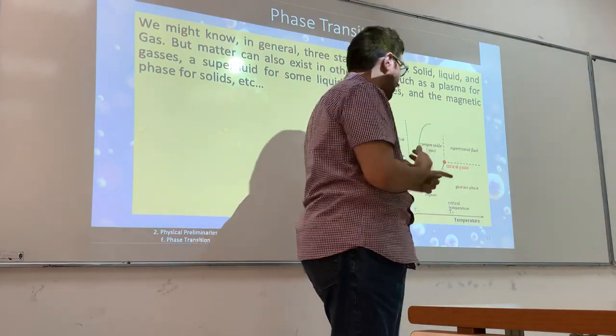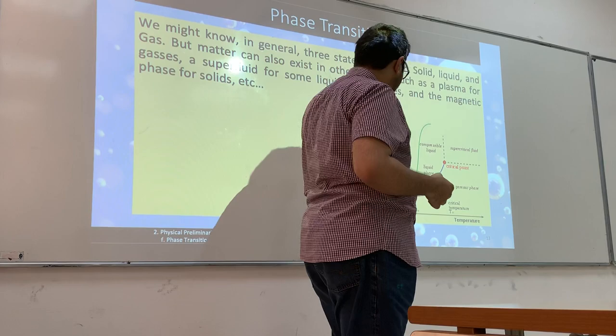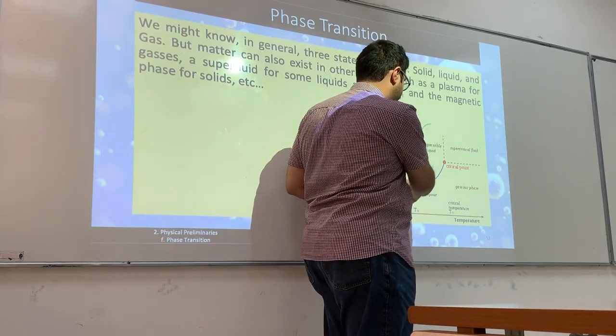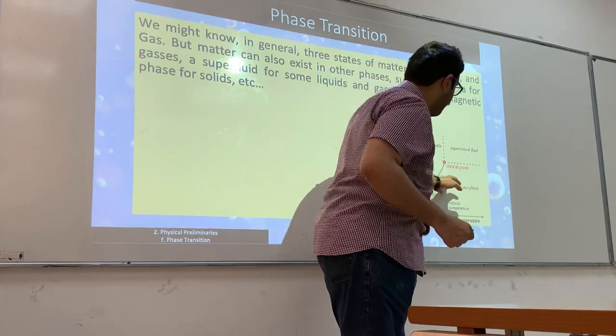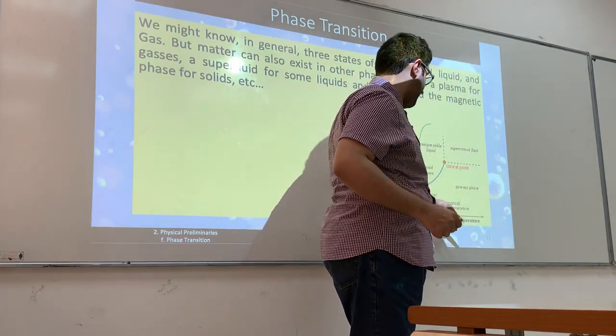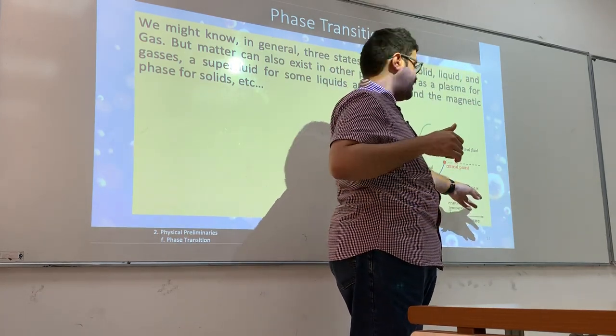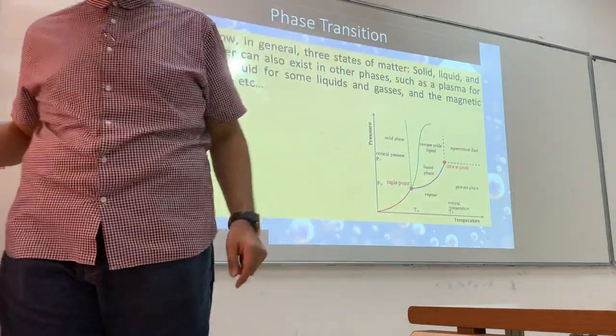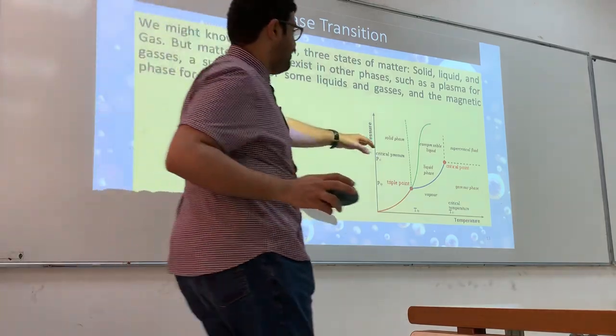If you decrease the temperature, it will turn into a solid. Solids, liquids, and gases can coexist at the triple point, and beyond the critical point, if you increase the pressure of a gas, it will not condense, it will not become water.